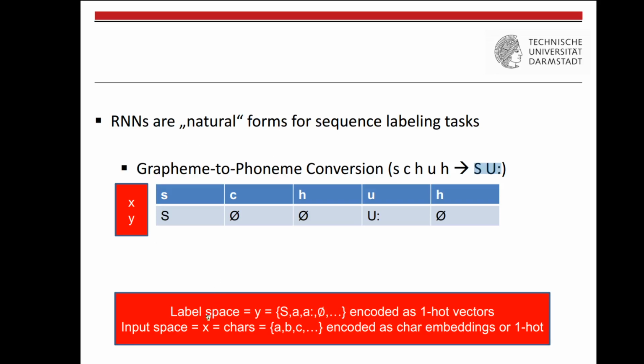The input in this case would be all sequences of characters encoded as either character embeddings or just one-hot embeddings. So characters are usually not rare or sparse, there are maybe only 20 to 100 characters, so it's not necessarily a requirement to use embeddings for them. We can also just use one-hot vectors because we will probably have seen all of the possible characters in the training data, and then get a good representation just by learning them on the task at hand. And the output space would be a corresponding phonetic alphabet.